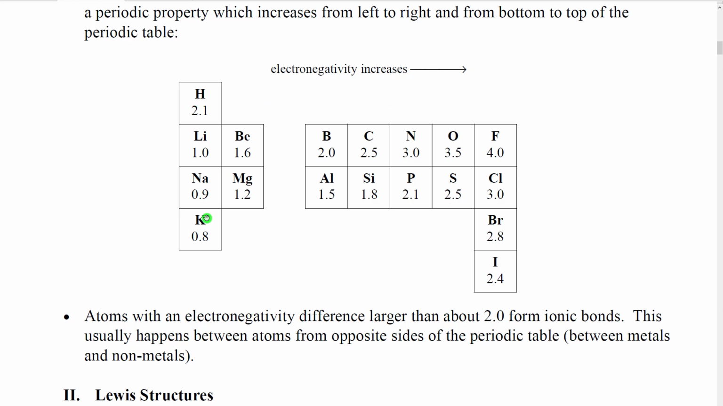If we look then at the numbers and where they are on the table, you can see that if you take an atom from the left side of the table, like sodium, and you pair it up with an atom from the right side of the table, like oxygen, that's going to cause them to have a very large electronegativity difference, in this case 2.6, which is much larger than 2.0, and therefore sodium with oxygen would form an ionic bond. In contrast, if we look at an atom like carbon and an atom like oxygen, you can see that they have an electronegativity difference of only about 1. So therefore, carbon and oxygen would form covalent bonds.